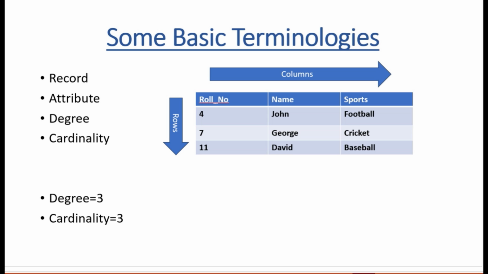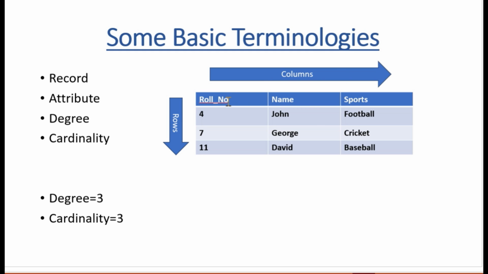Here you can see that we have a table having attributes such as roll number, name, and sports. You know that in SQL, the data is stored in the form of tables, which contain rows and columns. Here we have 3 rows, 1, 2, 3, and we do have the columns.